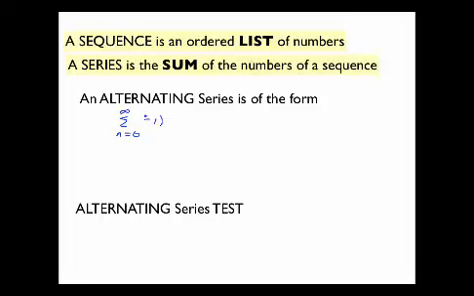What does alternate mean? Alternate sign, positive, negative. So this is the form of an alternating series. I want you to write out, when you see this, what do you think? Write it out. What does this mean? Mathematically, what does all that notation mean? Write it out.